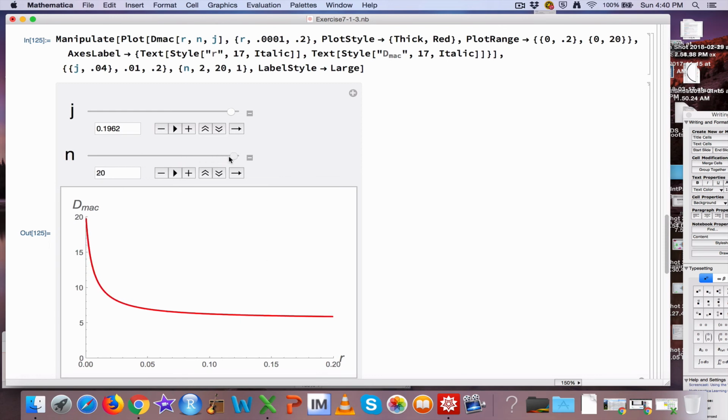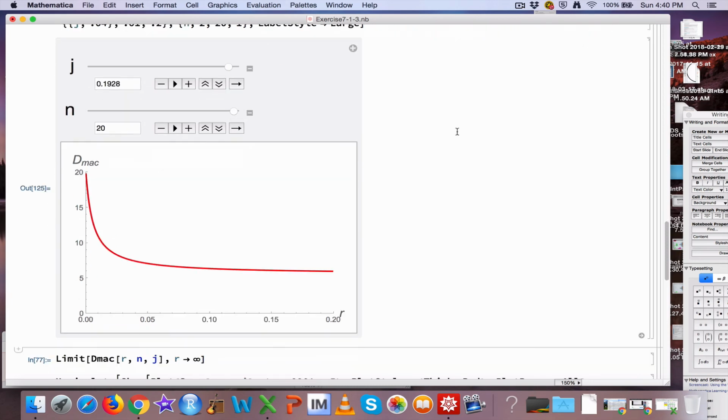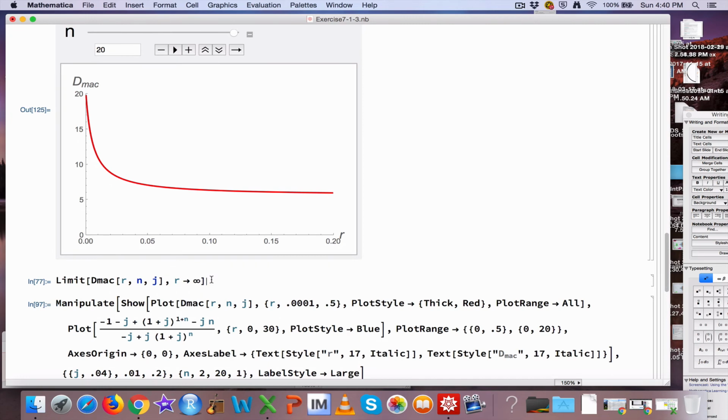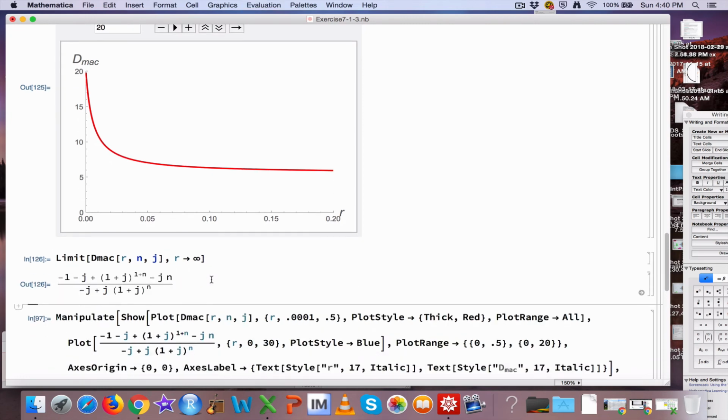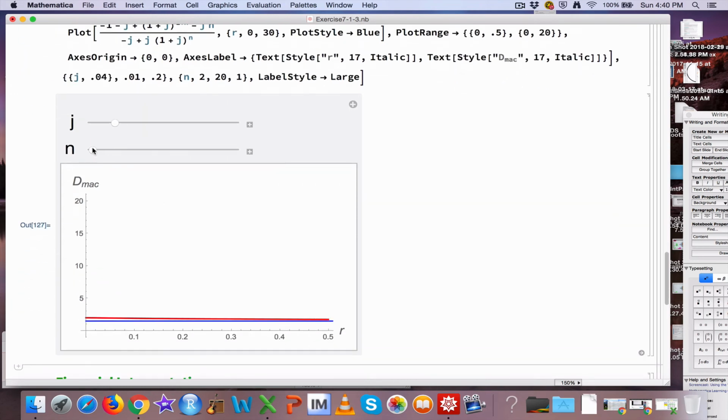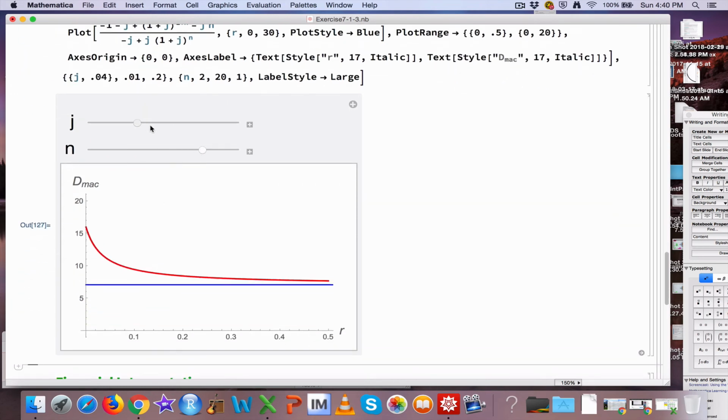If you increase n to being pretty high, then the effect is even more pronounced. You see this going down very fast at first, though for lower j it doesn't go down quite as fast. Okay, so some other things, maybe not quite as unexpected. It looks like maybe we have a horizontal asymptote here. This function does have a limit as r goes to infinity. It's that expression, which could be plotted in here as a horizontal asymptote for this graph.